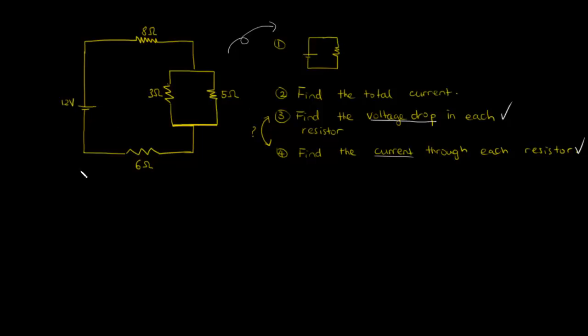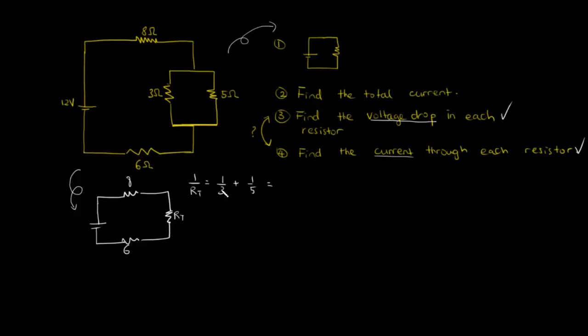So let's first convert this into a battery, resistor, and a single resistor. We have to combine these two and make that into one resistor. So this is still 6 ohm and 8 ohm. I'm going to combine these two as 1 on 3 plus 1 on 5, and that's equal to 1 over RT. So that's the total equivalent resistor. So this is RT. So we can add them up like this.